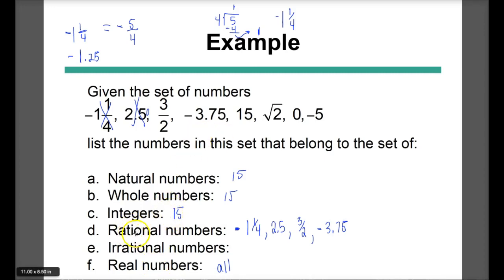Now, the question is, can it be considered a rational number? And the answer to that is yes. The reason why is because 15 is the same as 15 divided by 1. So 15 can be written as a fraction. So here we would have to consider that to be a rational number as well. 15 is not irrational because, of course, it can be written as a fraction. So we wouldn't consider that. And of course, since it fits at least in one of these sets, then it's a real number.